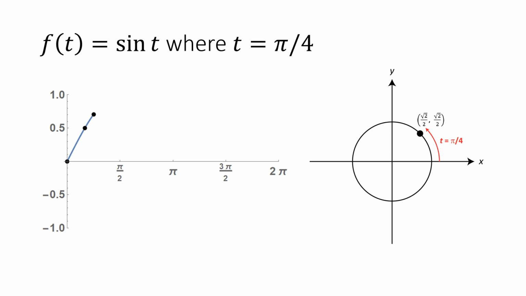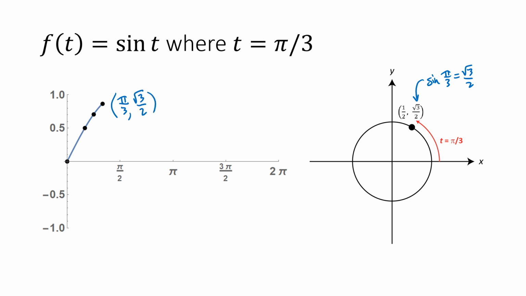Moving on to pi over 4, 45 degrees. Again, I know the sine and cosine of 45 degrees, square root of 2 over 2, and so I plot the point pi over 4 comma radical 2 over 2. Continuing rotating around my circle, I get to 60 degrees, my next special angle, and I know that the sine of 60 degrees is radical 3 over 2. So on my graph, I'm going to plot the point pi over 3 comma radical 3 over 2.